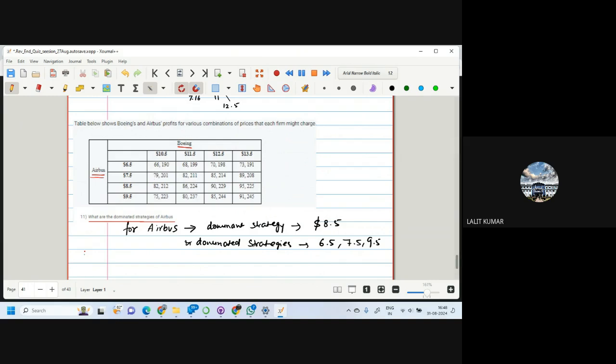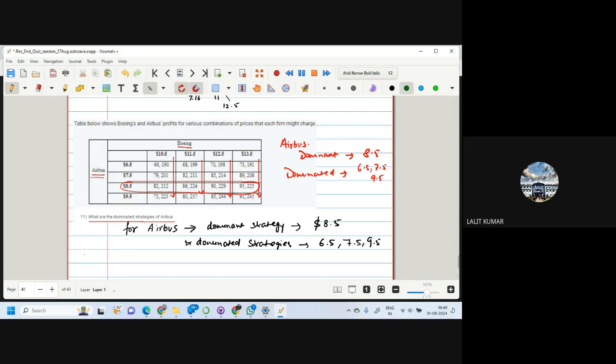So for Airbus, when we see all the columns, in all the columns we see that this 8.5 which is there has got the maximum values in these columns. 82 is larger than everybody. Which is the first number? 82. Yes. In this case 86, in this case 90, in this case 95. So for Airbus, dominant is 12, 8.5, and dominated are 6.5, 7.5, and 9.5.